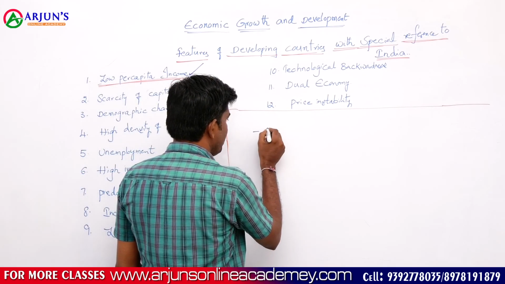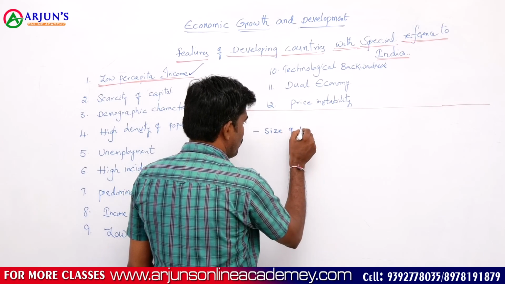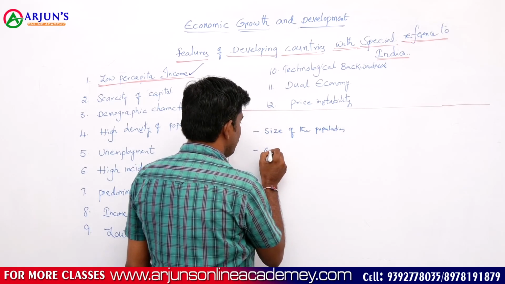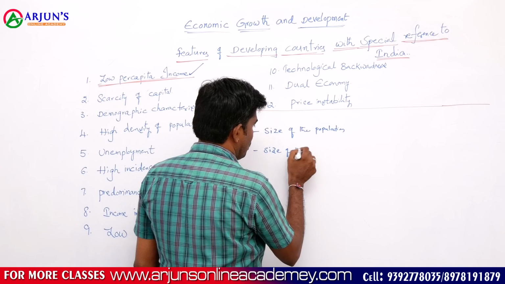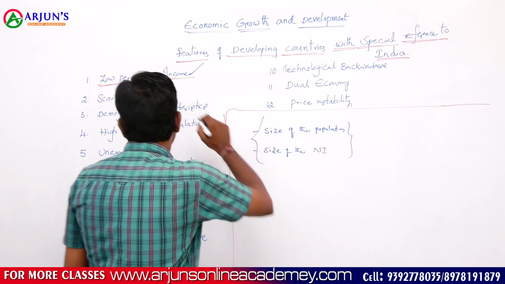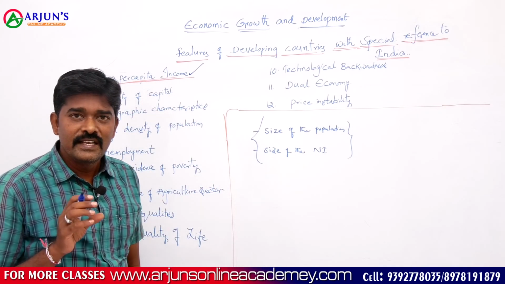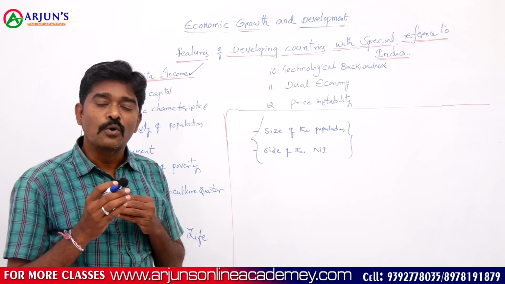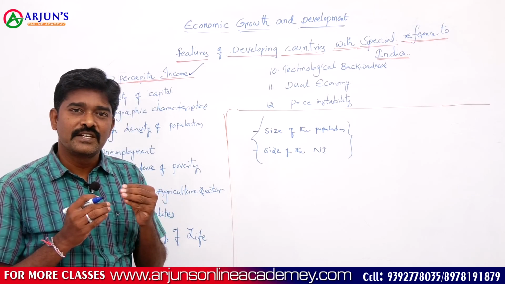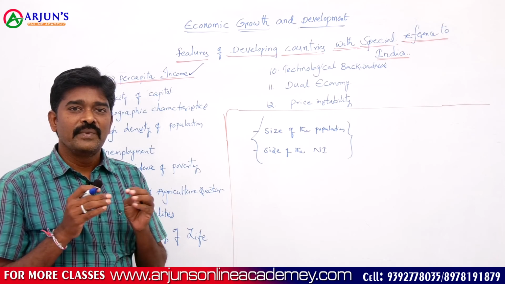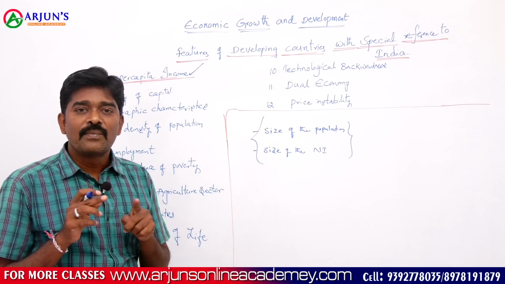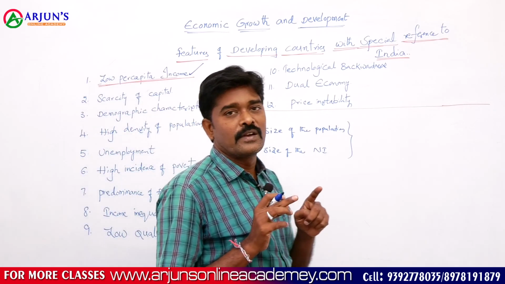The size of the population and the size of the country's income, that is national income, impact the size of the per capita income. Whenever the growth rate of national income is more than the growth rate of population, that means less population and high national income, the per capita income is high.